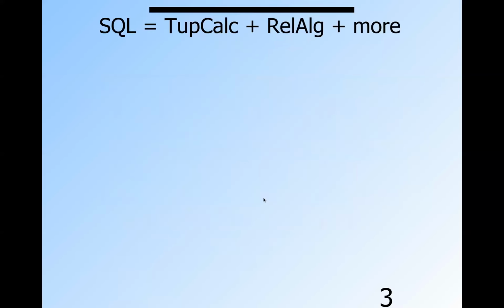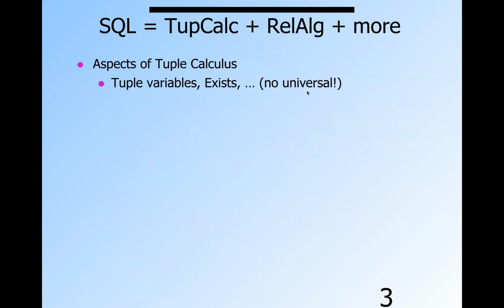SQL is kind of like tuple calculus plus relational algebra, so it uses both tuple calculus and relational algebra concepts. When I say relational algebra, I mean the extended relational algebra, and a lot more. From the tuple calculus, there are tuple variables, and there is the exists, the backward E symbol, but you don't have a universal quantifier. We'll see that you can simulate it: you can get a universal by a double negation, negate exists, negate exists. Exists is enough to capture the universal when you have a negation.